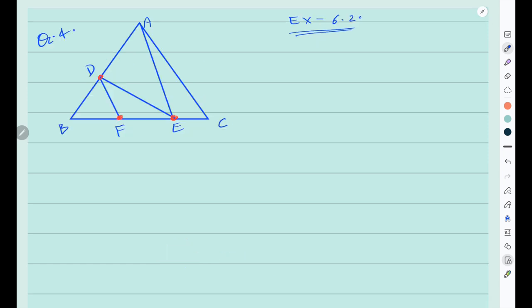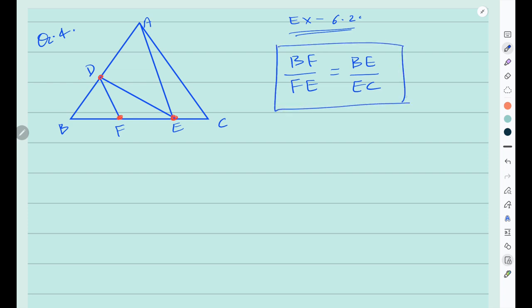So in question 4, it's given that BF upon FE, the ratio of BF and FE, is the same as BE to EC. This needs to be proved.